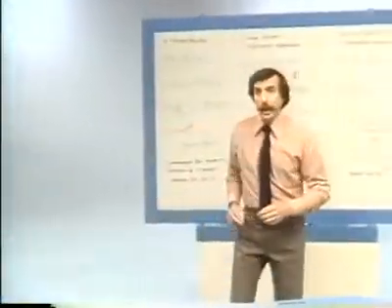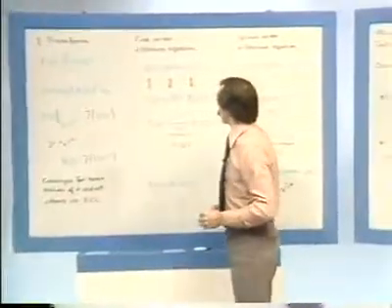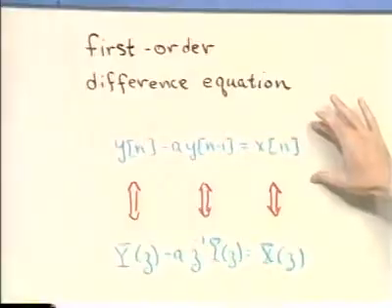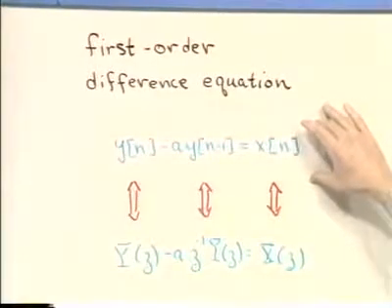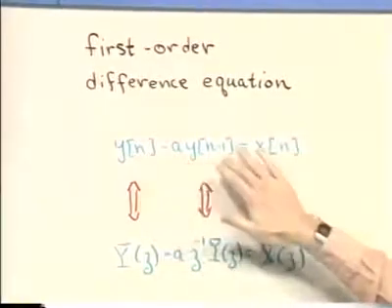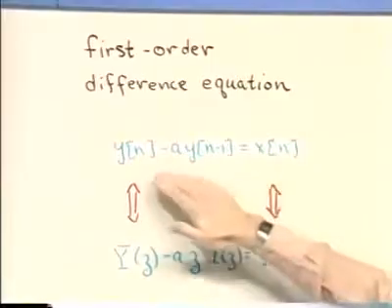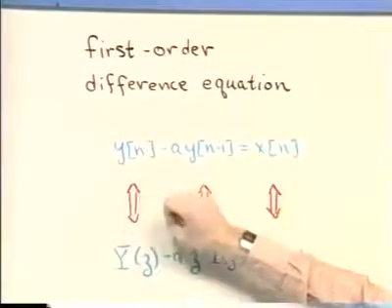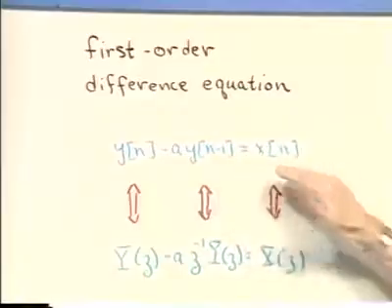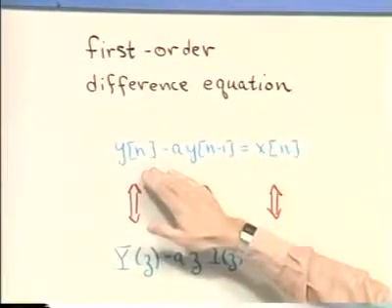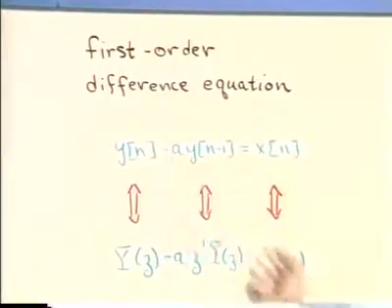So let's do that by first looking at a first-order difference equation, which I've written as I indicate here, with no terms on the right-hand side other than the input, but we could have terms, of course, in general. So y of n minus a y of n minus 1 equals x of n. And we can use the linearity property so that if we take the z-transform of both sides of this expression, that will be the z-transform of this term plus the z-transform of this term.